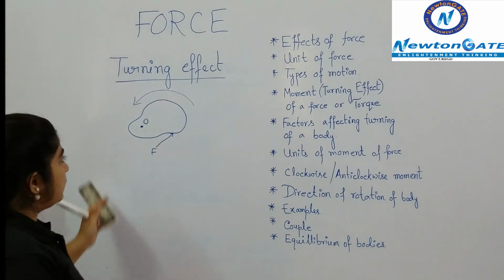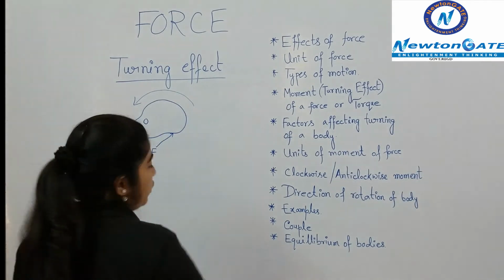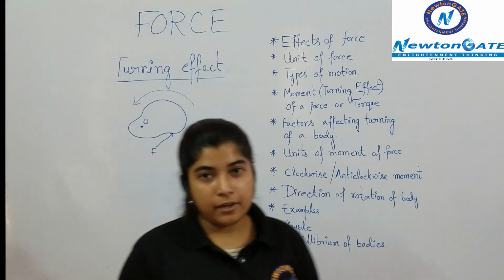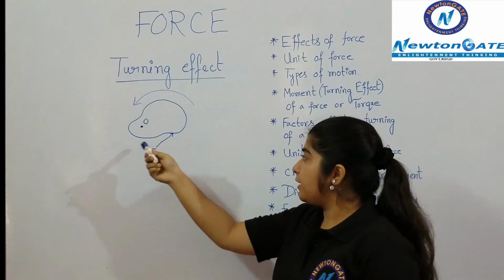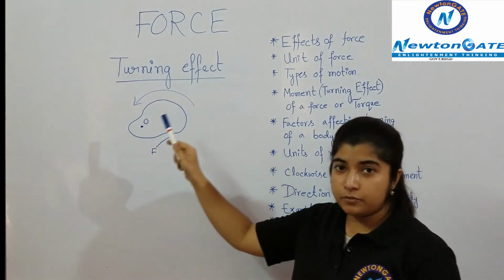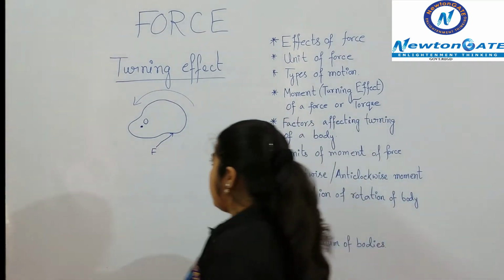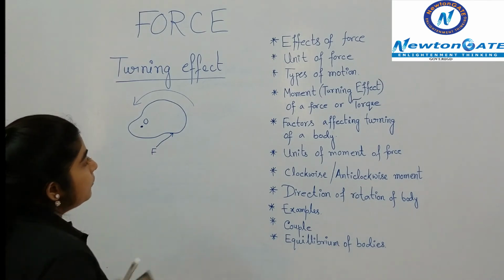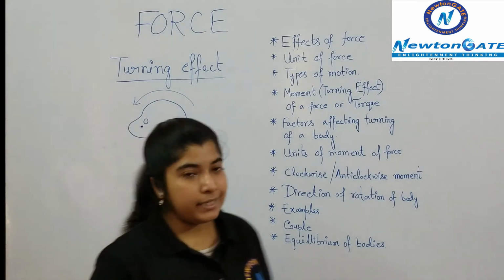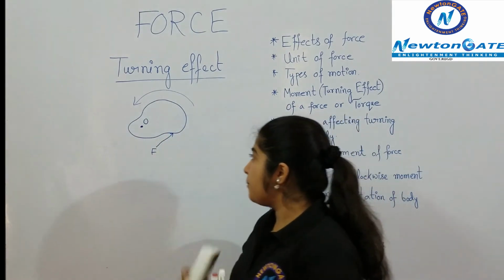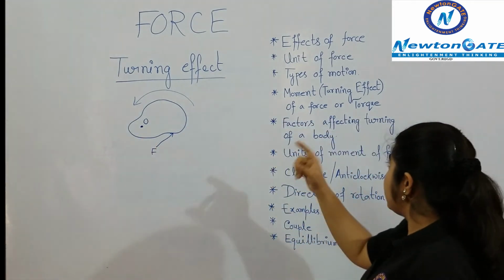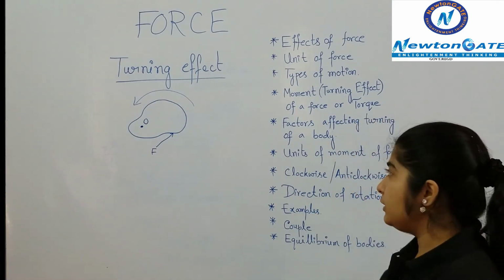It is going to rotate in the anti-clockwise direction whenever you apply force here. Why? Because it is fixed at this point. Whenever you apply force tangentially, it will move in this direction, which we call anti-clockwise direction. Whatever force you apply tangentially, with the body fixed at some point, this type of force is called torque, or what we call turning effect.